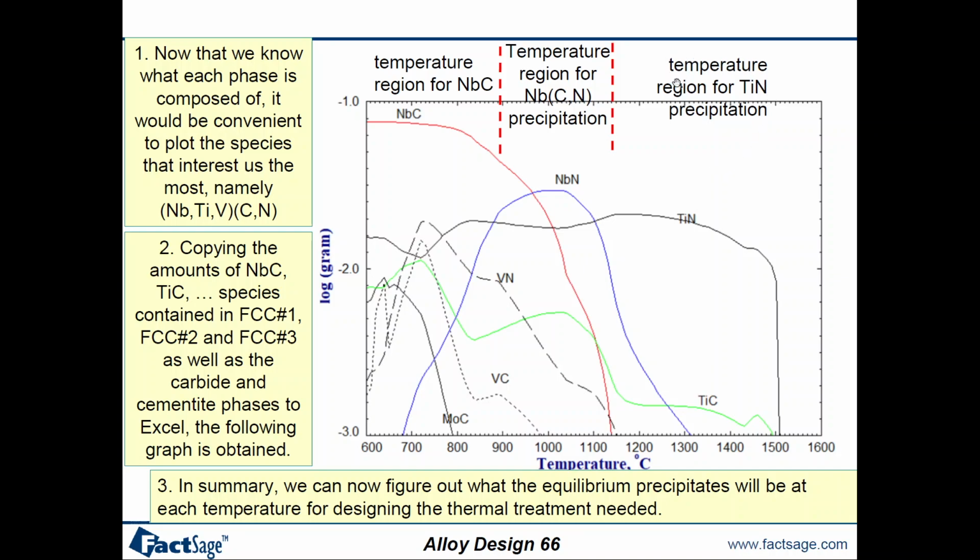Here we can see the temperature region of titanium nitride, the temperature region of niobium carbonitrides, and the temperature region of niobium carbides. From this diagram, we can figure out which equilibrium phases can be formed in each temperature region, and using this diagram we can design the thermal treatments which are favorable for the alloy which we are designing for the tailored application.